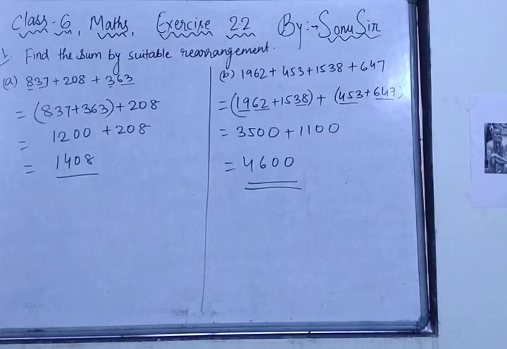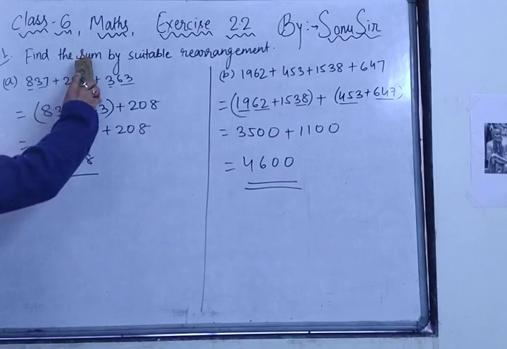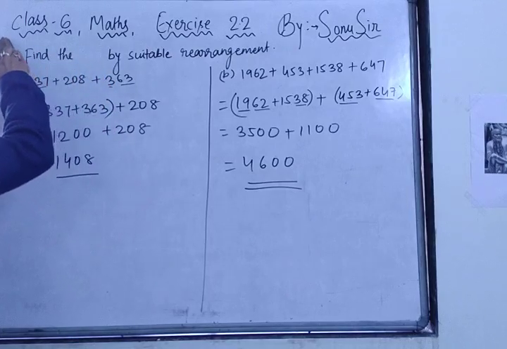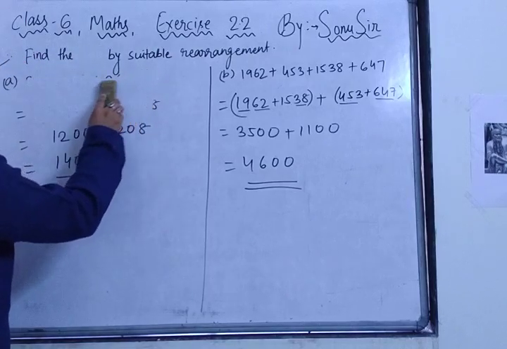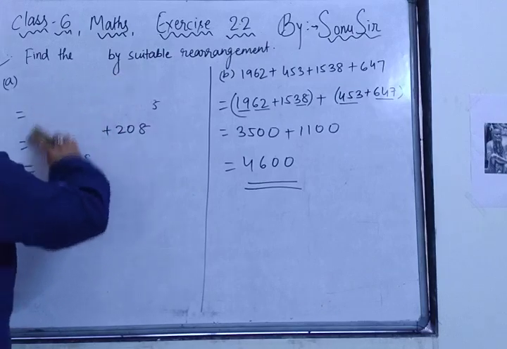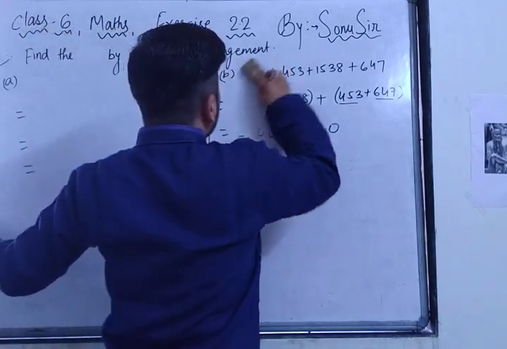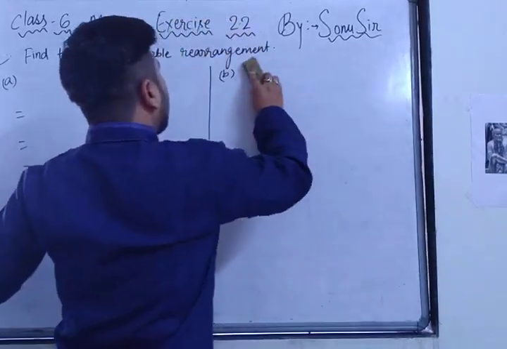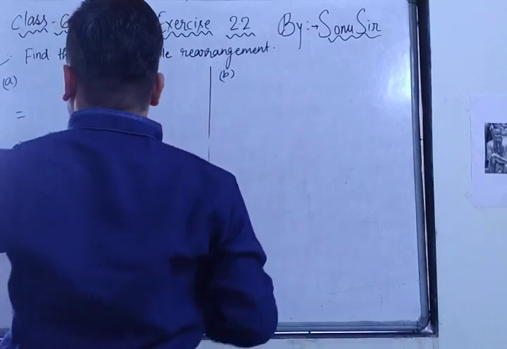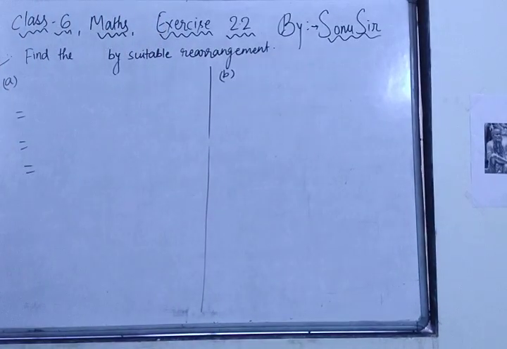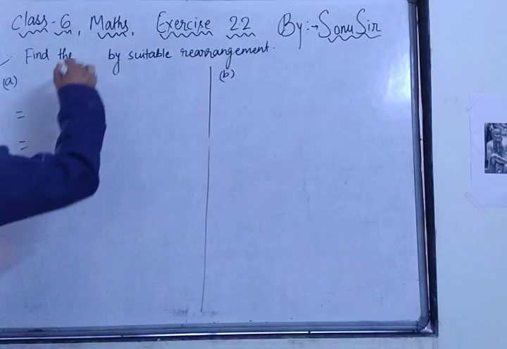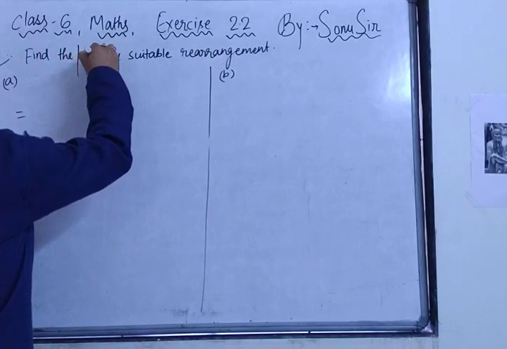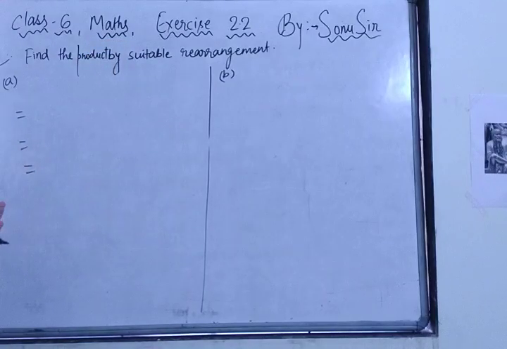Now what is question number 2? Question number 2 is: find the product by suitable rearrangement. This was your sum, and question number 2 is find the product. Product means, what is the meaning of product? Multiplication. As we have done in the previous videos also, product means multiplication. So find the product by suitable rearrangement. That was addition and this is multiplication. Find the product by suitable rearrangement.